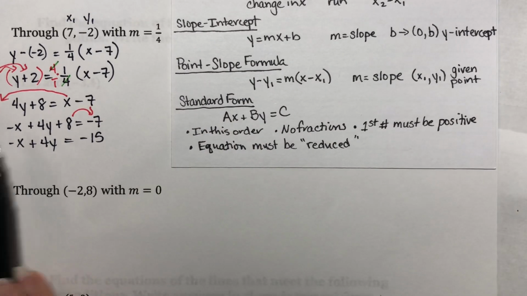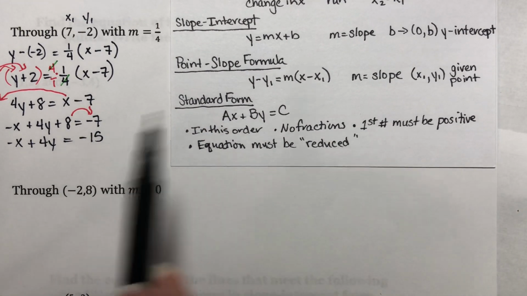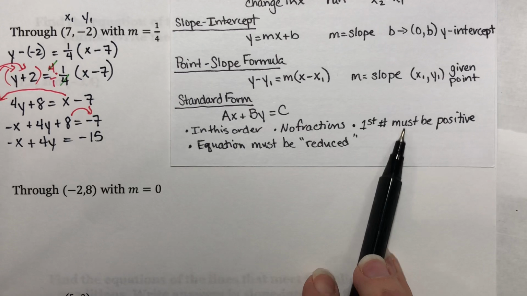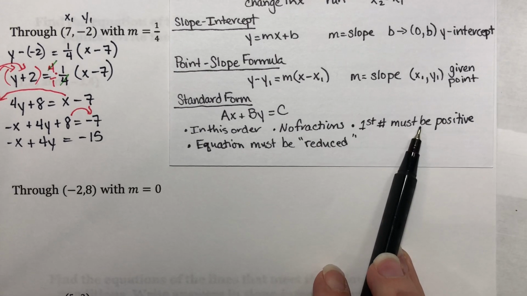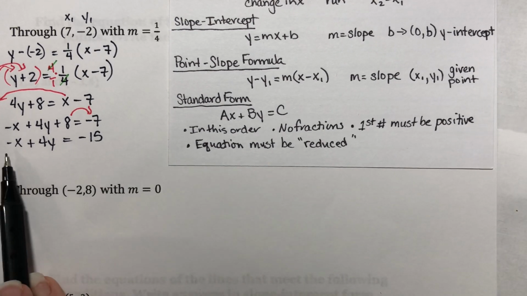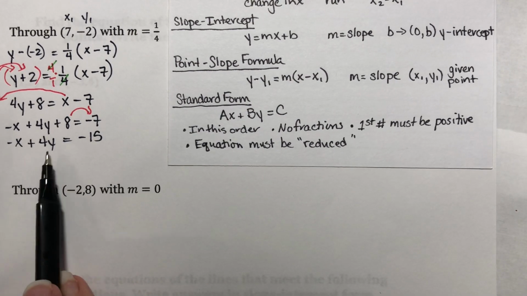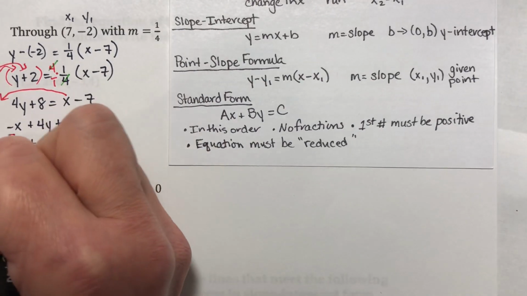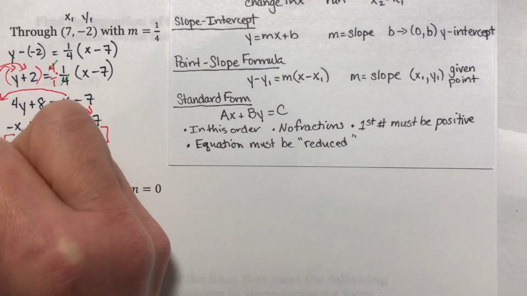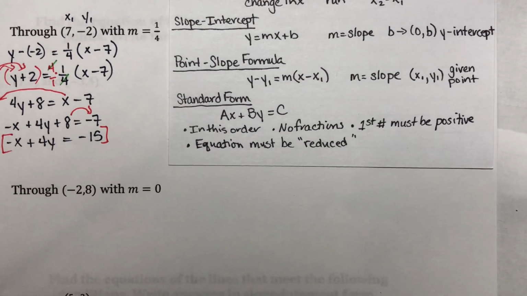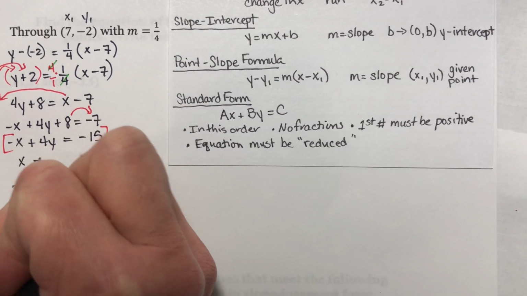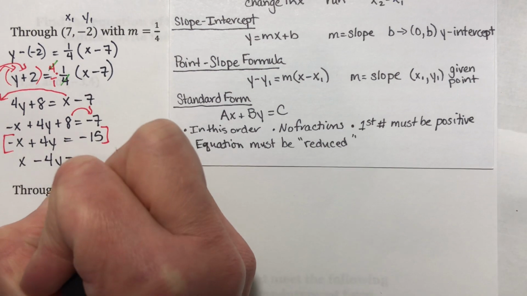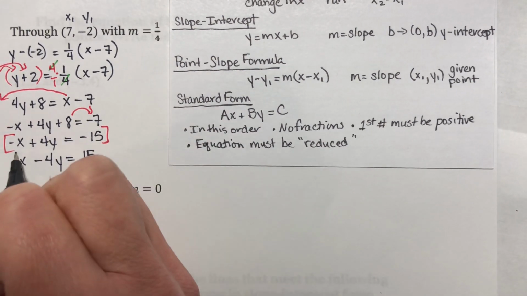I have it in the right order. I don't have fractions. My first number is not positive, but that's an easy fix. Is it reduced? Yeah, there's nothing that divides evenly into a 1, 4, and a 15, ignoring the signs. To change that sign, I'm going to multiply everything by a -1. Basically, you change every sign in the entire equation, and you have your answer in standard form.